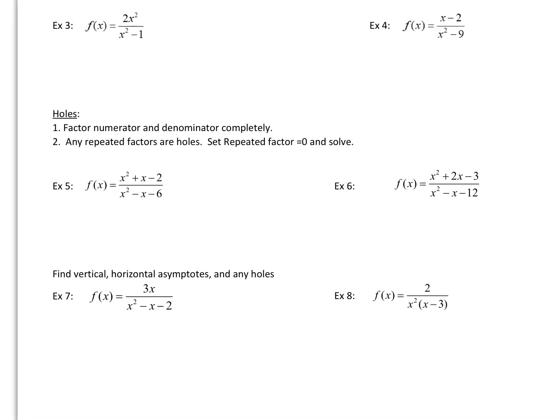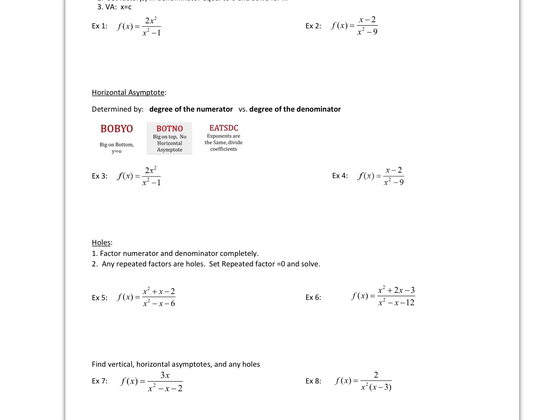Steps, right? First thing I want to do is factor the numerator and the denominator completely. Once I have things factored, I can simplify. Sometimes I can simplify, and that will help me find the characteristics that I'm looking for.